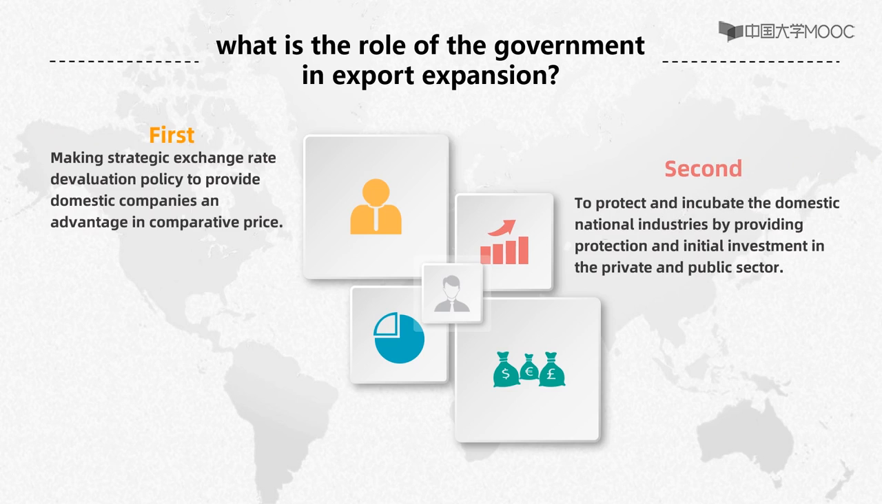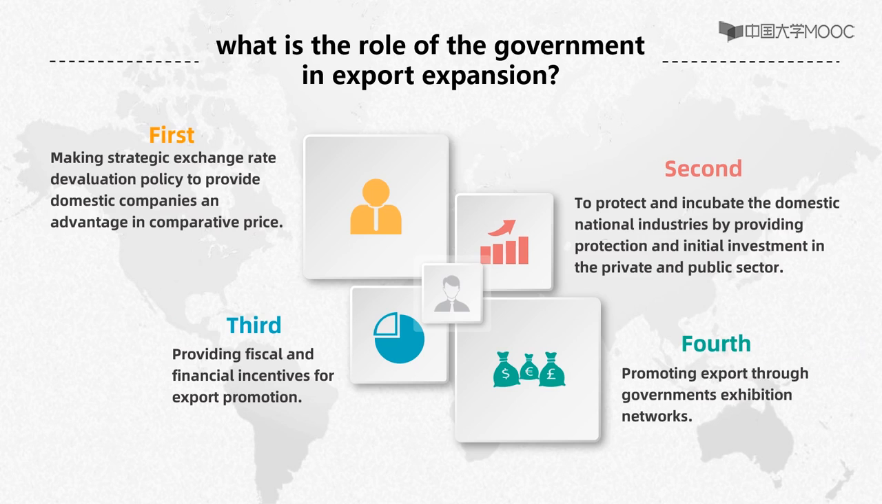Second, to protect and incubate domestic national industries by providing protection and the initial investment in the private and public sector. Third, to provide physical and financial incentives for export promotion. Fourth, to promote export through government's exhibition networks. In the rest of the video, we will talk about the importance of these policies one by one.